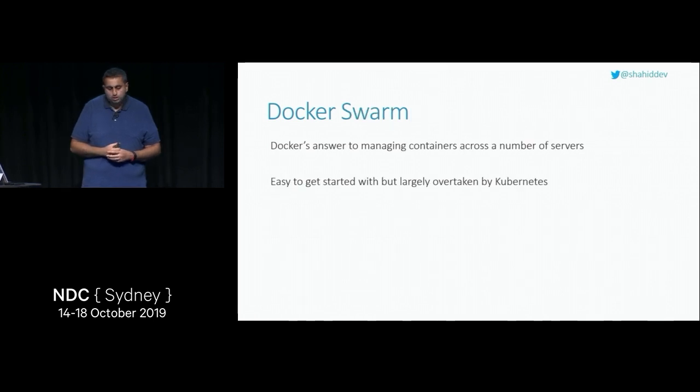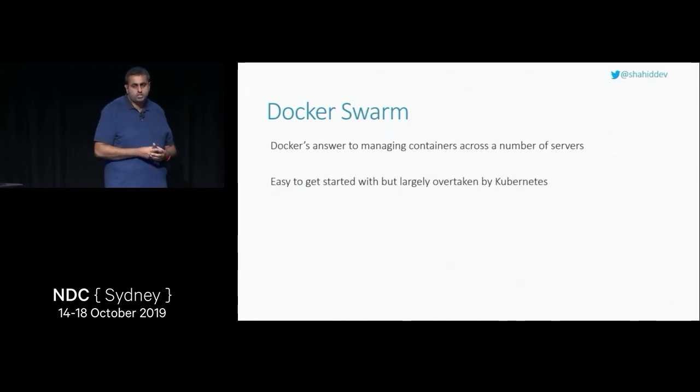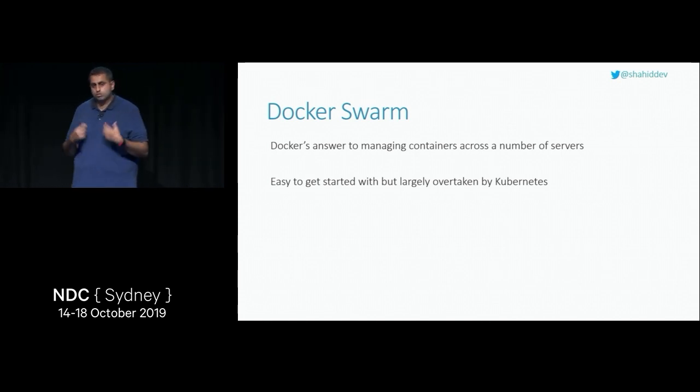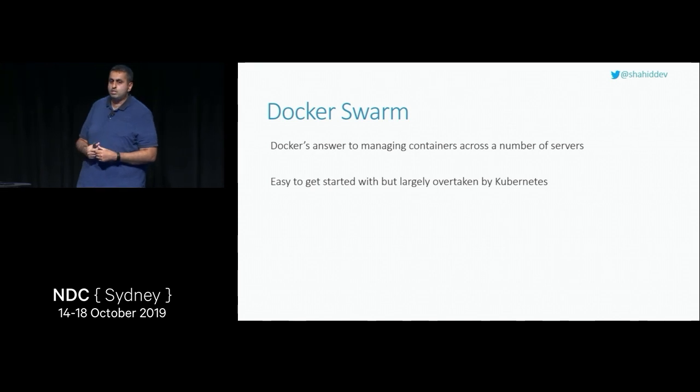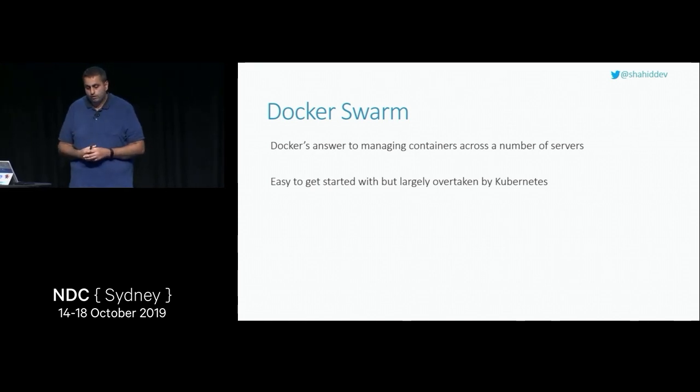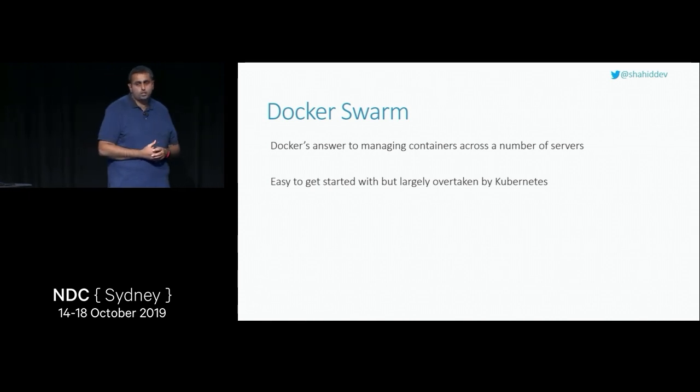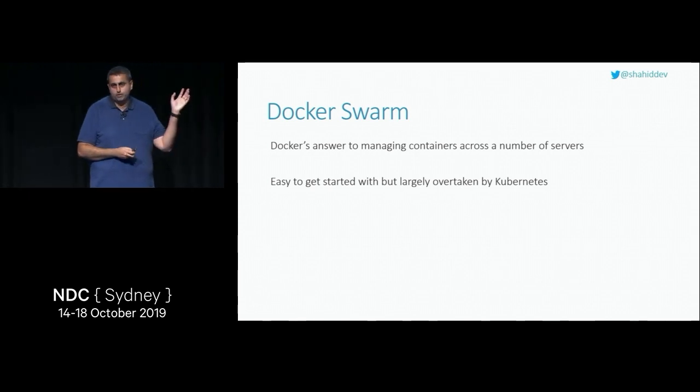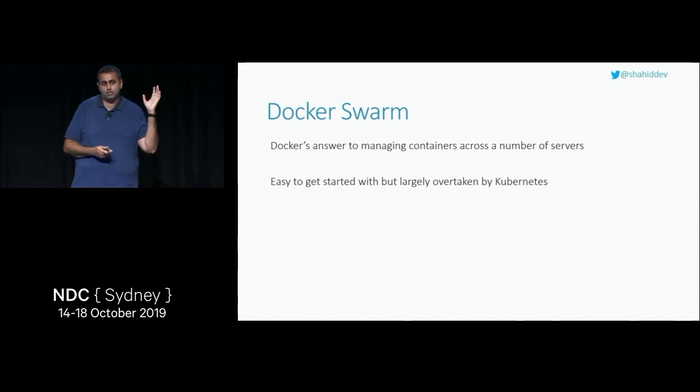Another option was Docker Swarm. So Docker Swarm is essentially running Docker Compose across multiple machines to solve that problem of if a machine dies, do I lose all my containers? Problem with Docker Swarm is it got overtaken by Kubernetes. How many people have heard of Kubernetes? Yeah, pretty much the whole room.